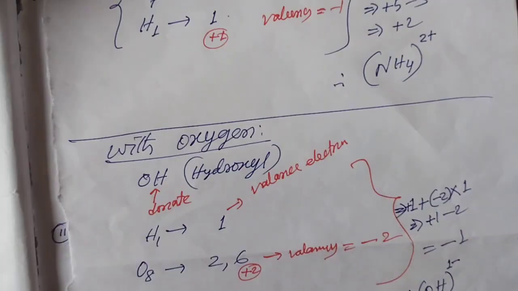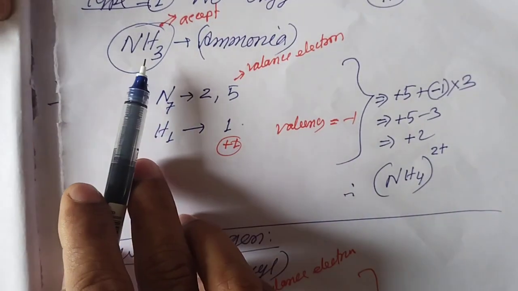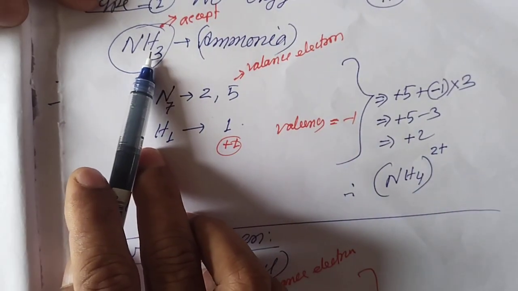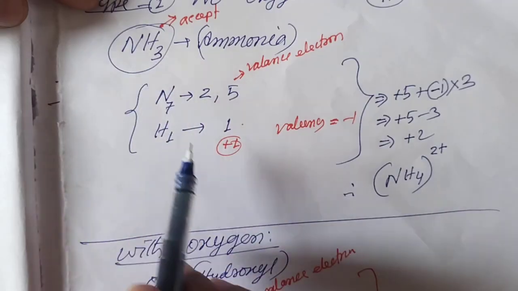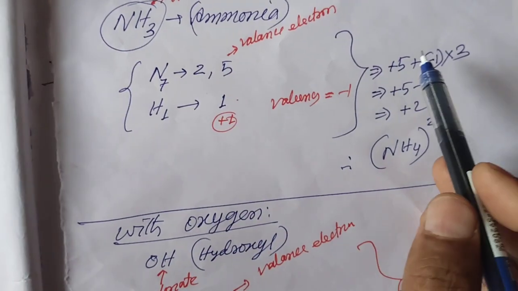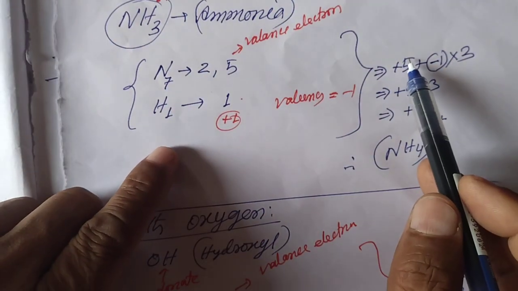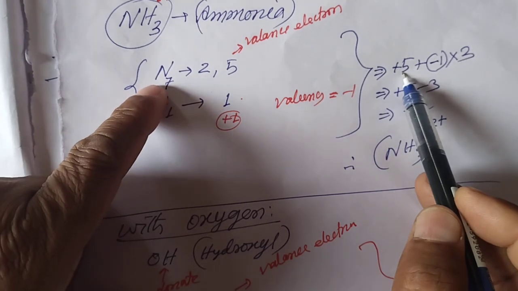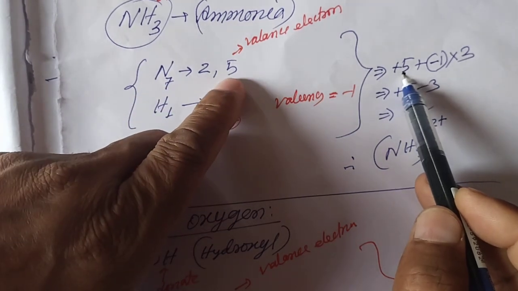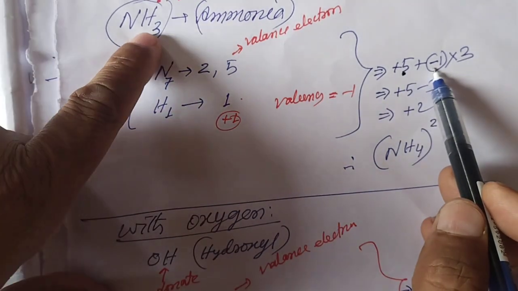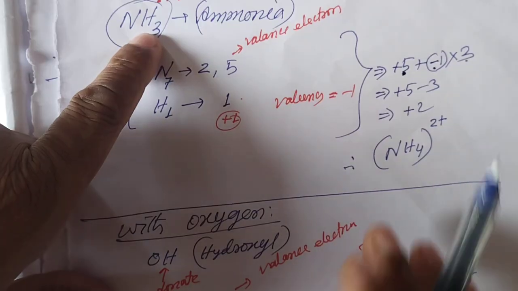So you see, I am telling you again, when hydrogen is present, no oxygen, then hydrogen will have negative valency, and you take the valence electron of the other element, here the valence electron of nitrogen, the outermost shell electrons of nitrogen, and valency of hydrogen, and hydrogen 3 times here, multiply by 3 and calculate it.